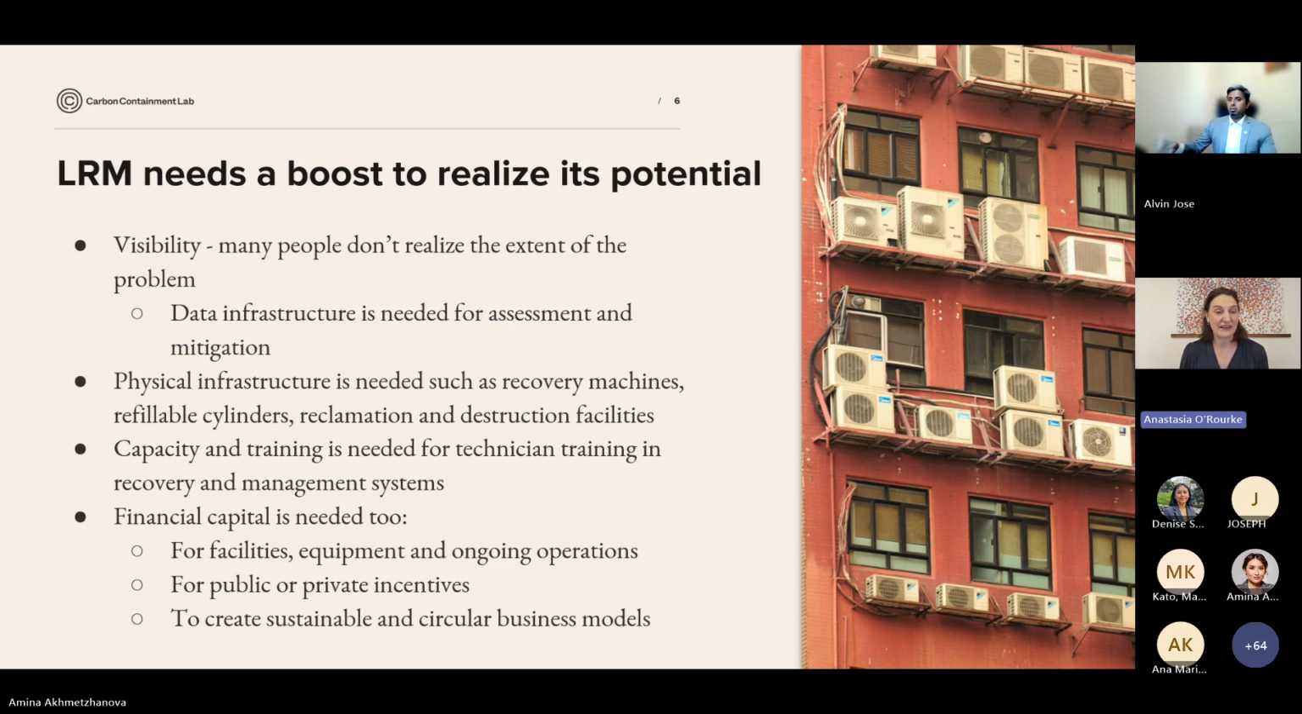In addition, physical infrastructure is needed, things like recovery machines, refillable cylinders, reclamation facilities and destruction facilities. Capacity development and training is needed for technicians, the people actually handling the gases, but also the sort of management system approach to bring this all together. And finally, financial capital is needed for all of the above.